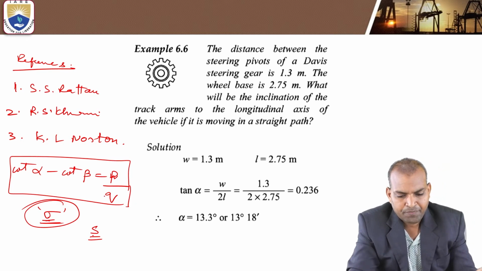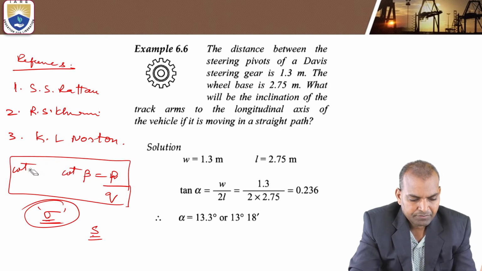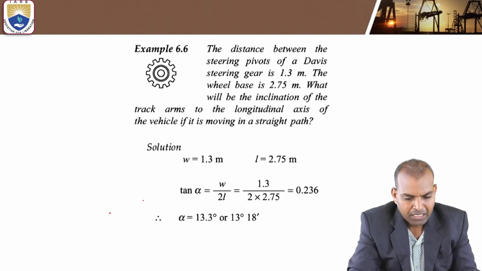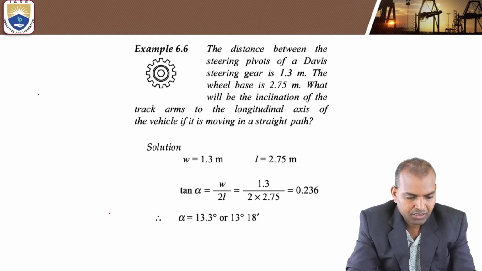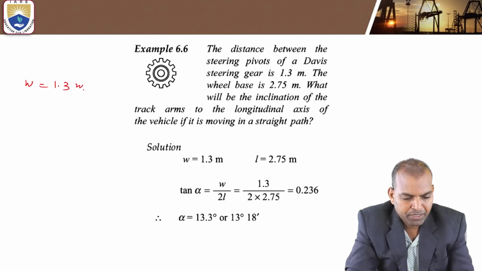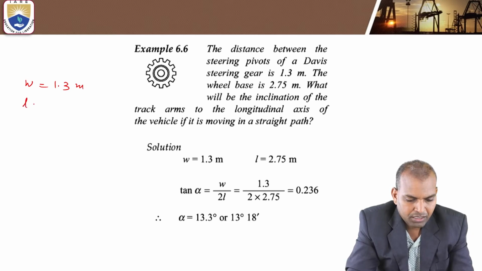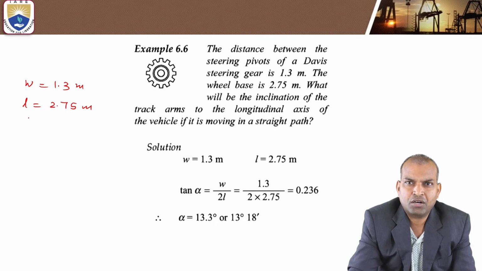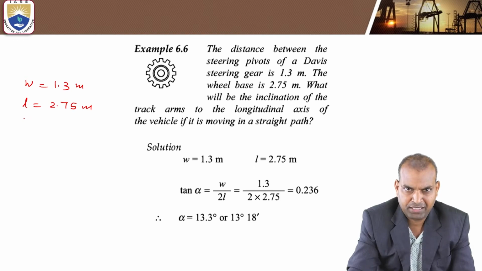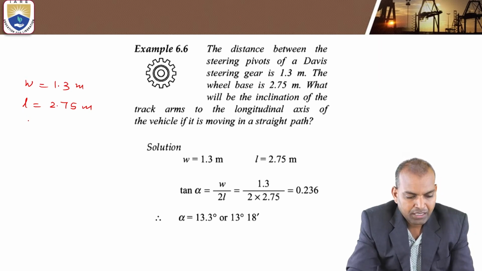Now here in this problem, the distance between the steering pivots of a Davis steering gear is 1.3 meters, that is W equal to 1.3 meters. The wheel base is equal to 2.75 meters. What will be the inclination of the track arms to the longitudinal axis of the vehicle if it is moving in a straight path, that is alpha?